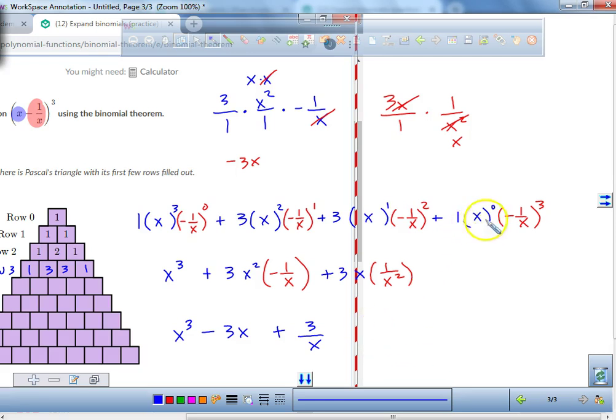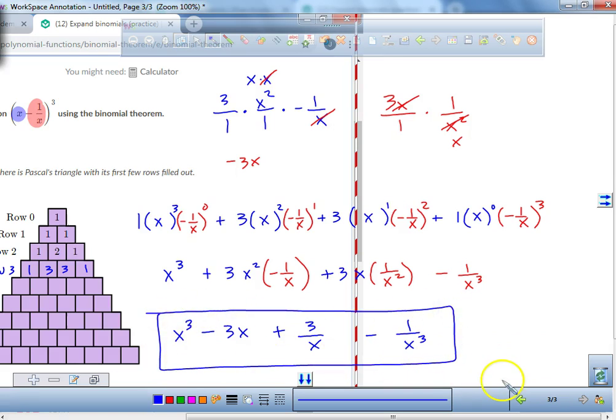And then over here, the last thing that I'm going to be left with is this right here just becomes a 1, but a negative times a negative times a negative stays a negative. So right here, I'm going to have a negative 1 over x cubed. So I'm just going to put minus 1 over x cubed. And that's going to be my final answer.